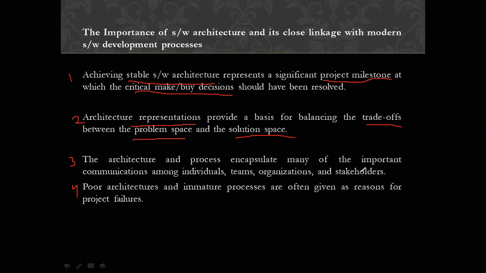Architecture and process encapsulate many of the important communications among individual teams, organizations, and stakeholders. So obviously, the complete process and your architecture make us communicate with each other and work together. Poor architectures and immature processes are often given as reasons for project failure. I told you this line in the beginning also when we started this topic, model based software architectures: poor architectures, improper architectures, and immature processes can lead you to the failure of the software.